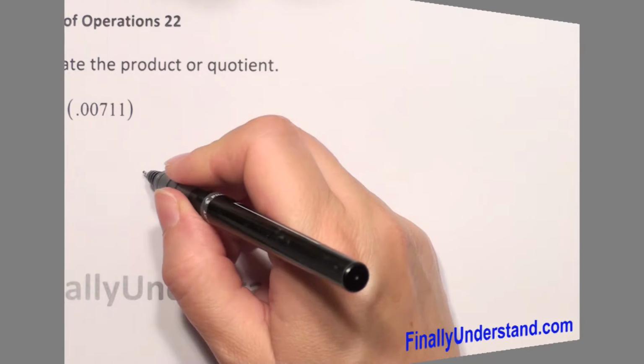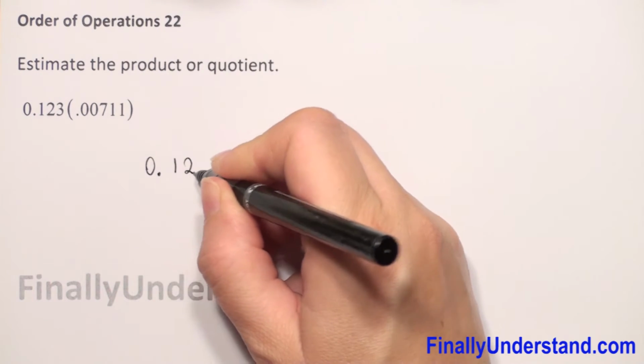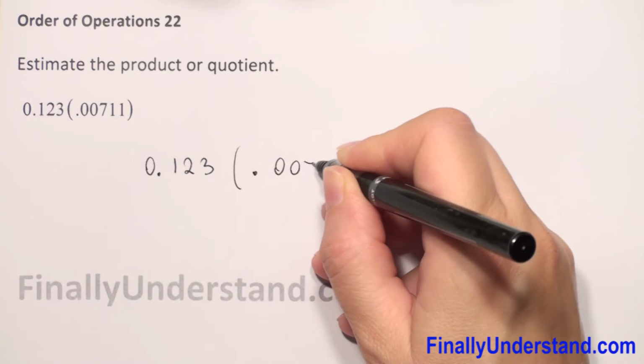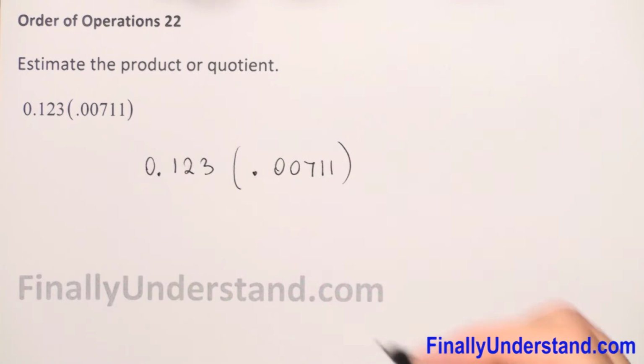We have to estimate the product. How we do this? First, let me copy our example. We have 0.1, 2, 3 times 0.00711. So first, in this example, we don't have specified place value to which we have to round.